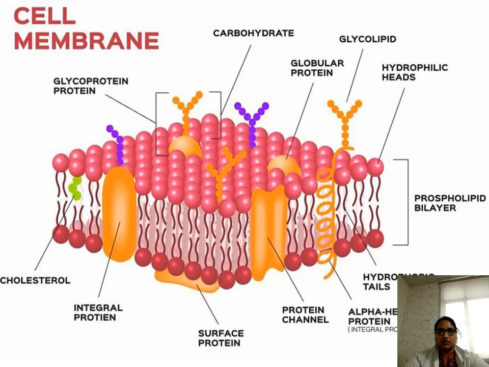So these are the various components of the cell membrane. The cell membrane is a phospholipid bilayer, which contains hydrophilic heads and hydrophobic tails. And these are the other different proteins present in the cell membrane, like integral proteins, surface proteins, glycoproteins, and all, which have various functions.